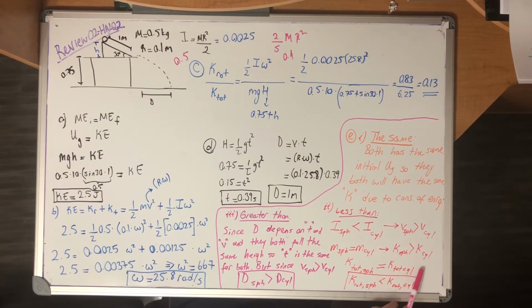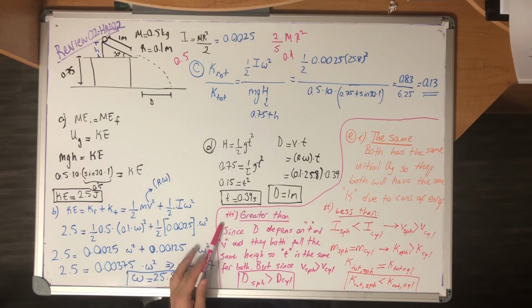But what did we know in the previous part? Total kinetic energy is the same for both. So if the total is the same, and translational kinetic energy of the sphere is more, then the rotational kinetic energy of that sphere will be less than the cylinder.